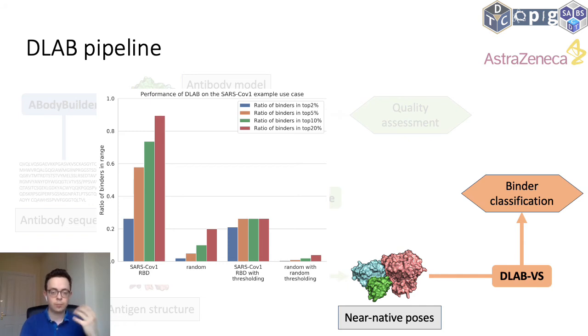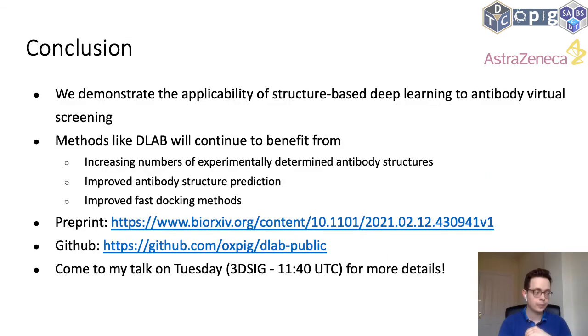We then went on to test the model on a realistic use case in which a set of binders to the SARS-CoV-1 receptor binding domain had to be retrieved from a set of 300 length matched non-binders. And indeed, as you can see here, both before and after thresholding using the DLAB scores, correct binders were promoted to the top of the ranking, demonstrating the potential utility of this tool.